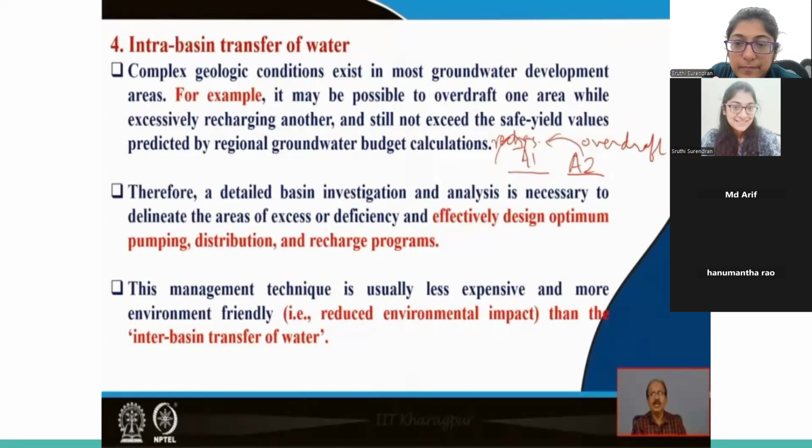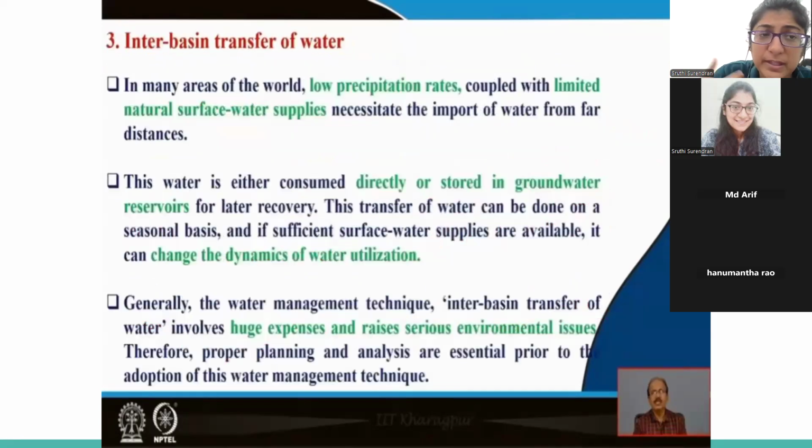This is less expensive. There is something called interbasin also. Here it is less expensive than the interbasin transfer because it is within the basin itself that you're transferring the water. One area has an overdraft, and another area is actually having excess of water. So the areas that are having excess of water can be utilized to recharge other places where the water is less. So this is the basis of intrabasin transfer of water.